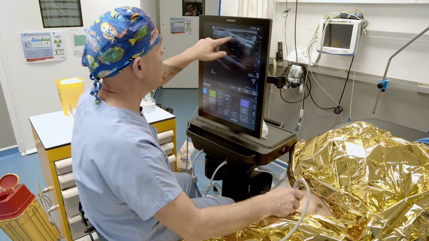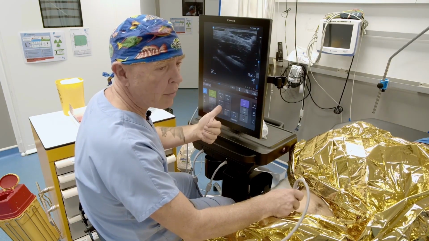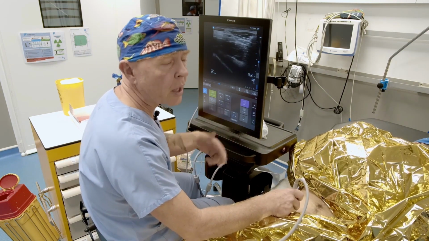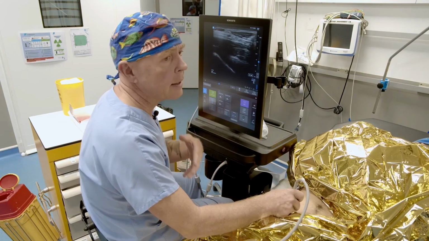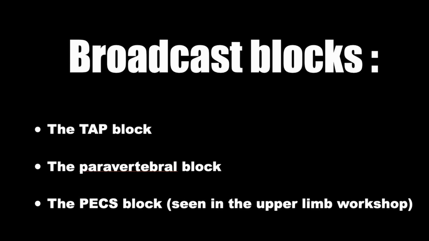And your main landmark is the circumflex artery. So it covers the femoral nerve, the obturator nerve and the lateral cutaneous nerve of the thigh. So get familiar with this block. It's one of the most promising blocks and currently provides the most benefit.